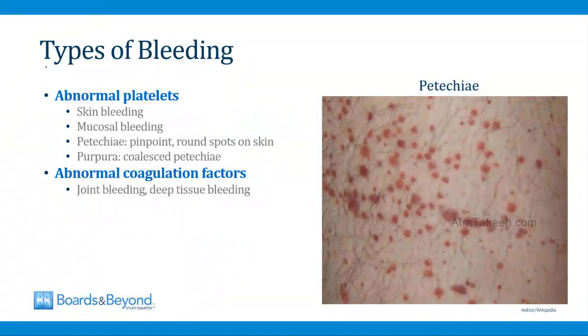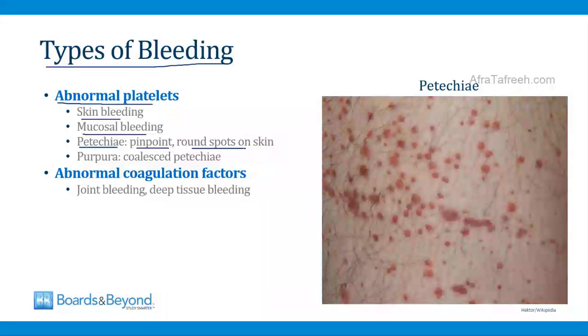Let's talk briefly about the different types of bleeding you can see when there's a problem with the coagulation system and a problem forming blood clots. If the platelets are abnormal, if they're either not working or the platelet count is very low, then this more often leads to bleeding in the skin and bleeding on mucosal surfaces like the gums. Also, when the platelets aren't working or the platelet count gets very low, you can see petechiae, which are pinpoint round spots on the skin.